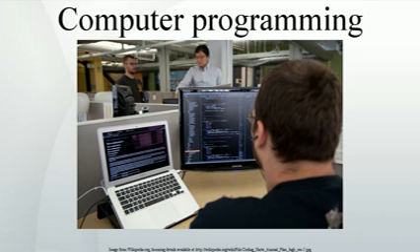Computer programming. Computer programming is a process that leads from an original formulation of a computing problem to executable programs.